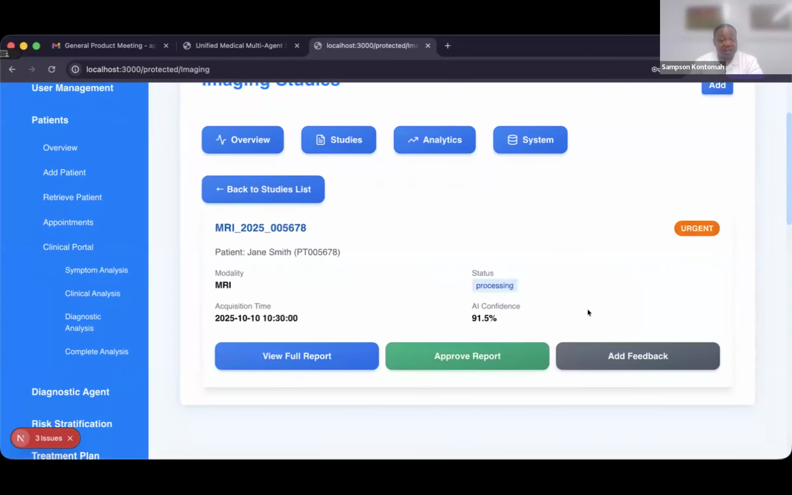So the next one is the MRI study. And what is the MRI study? We don't have a status. The status is still processing. That's it. So there is no analysis or diagnosis on this particular study. But it's very urgent. So they need to get it on time so they can work on this patient. So go to the next one.